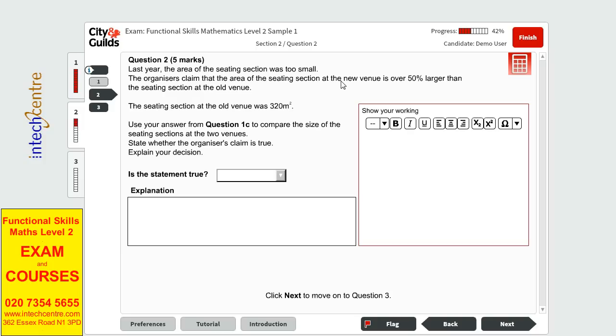We also have to state whether the organizer's claims are true. Let's explain also our decision at the end. So let's start by comparing the two.